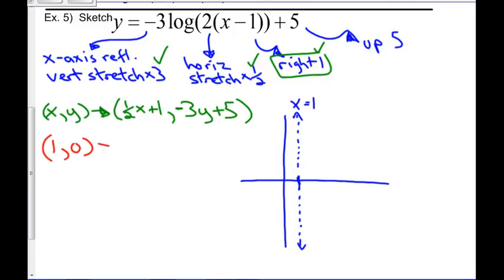So usually on a logarithmic graph, we have 1, 0. Let's see what happens if I plug in 1, 0 over here. I'll have 1 times a half is a half, plus 1, 3 over 2. Negative 3 times 0 plus 5, so I'm putting in 0 for y over here, that's going to give me 5. Okay, so let's plot this point. It's at 3 over 2, or 1.5, 5.